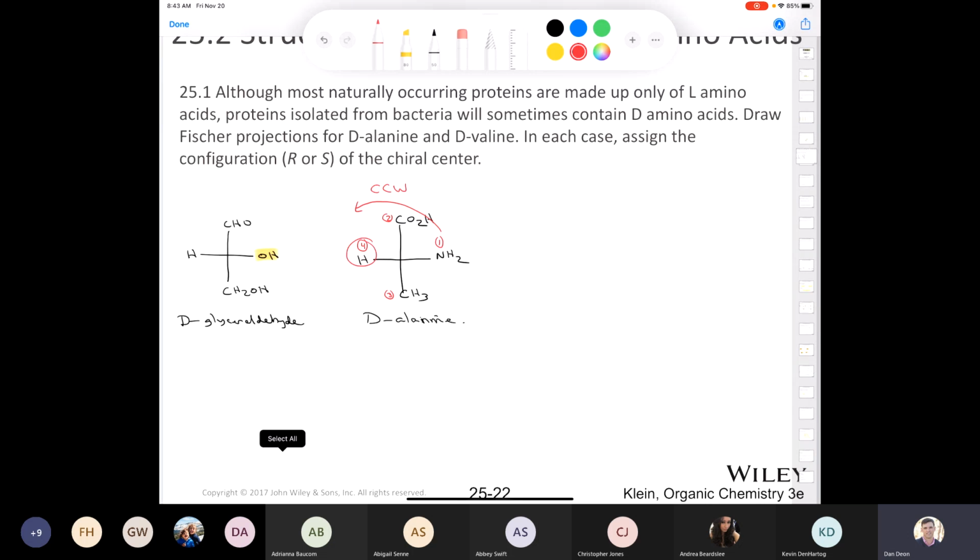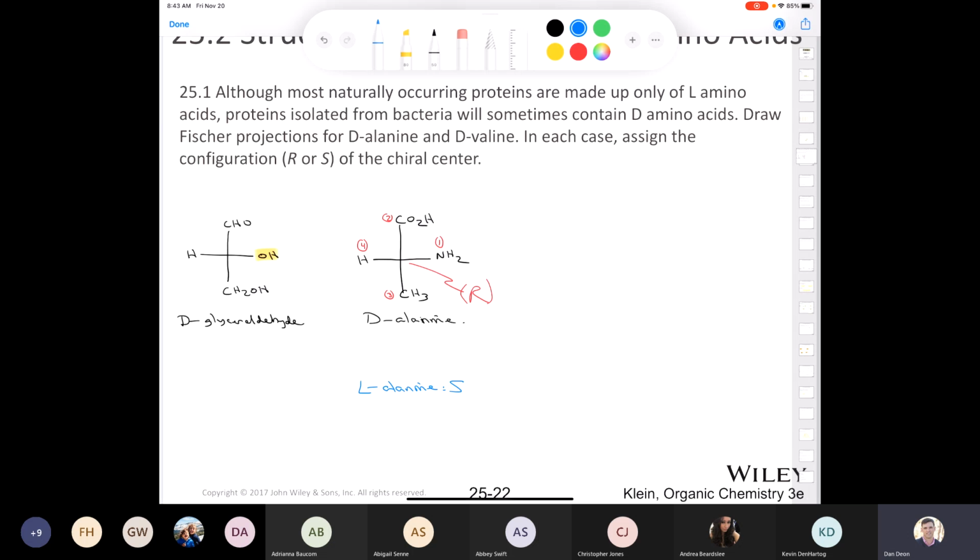But remember, when your hydrogen is horizontal, you reverse it. Why? Because the hydrogen isn't going back into the page, it's coming out from the page like that. And so if it's going counterclockwise, this must have an R stereochemistry. So the stereochemistry of D-alanine is R, which tells us that L-alanine, naturally occurring alanine, must be S, right? Because it's opposite. It's not asking us for that, but anyhow.